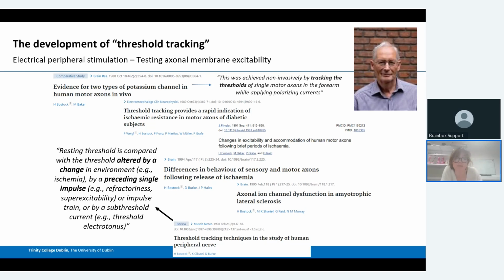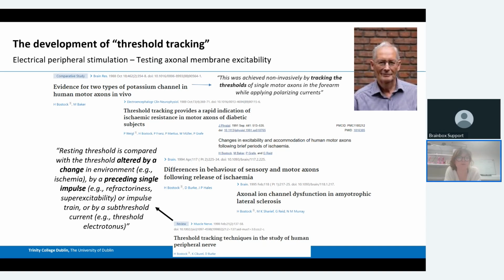So this paper from 1998 is a nice overall summary by Hugh Bostock of the technique and its use in studying human nerves. And he says in this that what we're doing is comparing the resting threshold to the threshold that we see in the case of some change, for example, in the environment, or as might sound familiar to us, when we apply some preceding single impulse. So this is starting to sound a bit like something we would do in TMS.